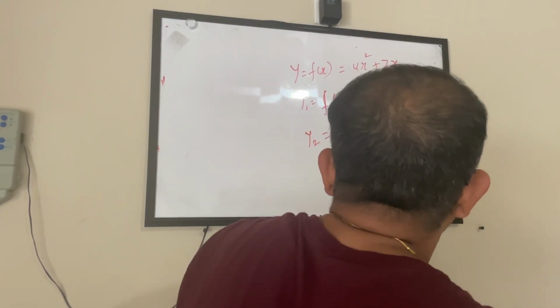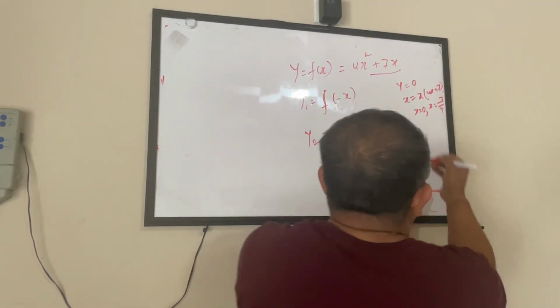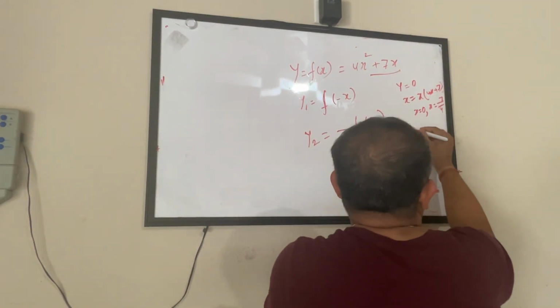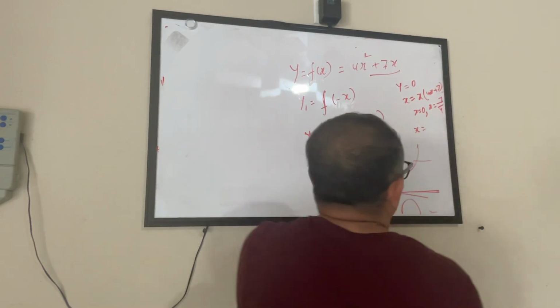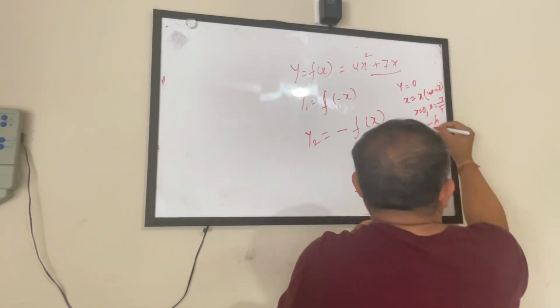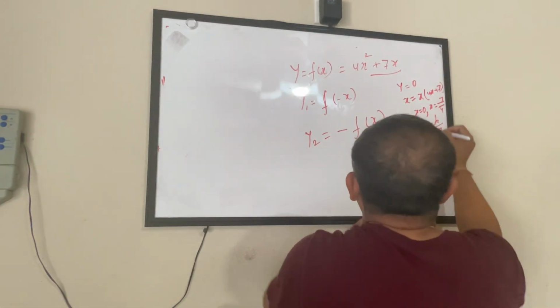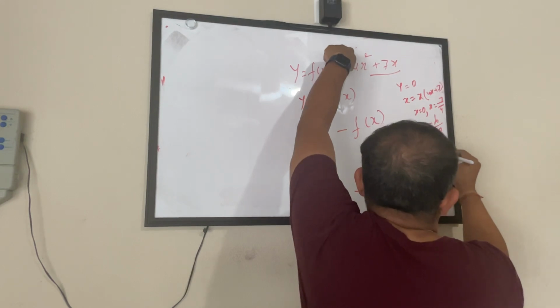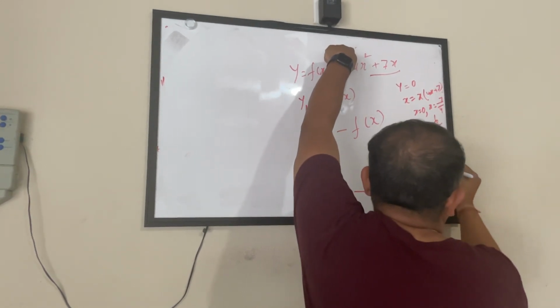And what will be the x coordinate of the vertex? Let's assume it's minus b by 2a. Same thing. Minus b will be what? Minus 7 by 2a. 2 into 4, 8. So it's minus 7 by 8.